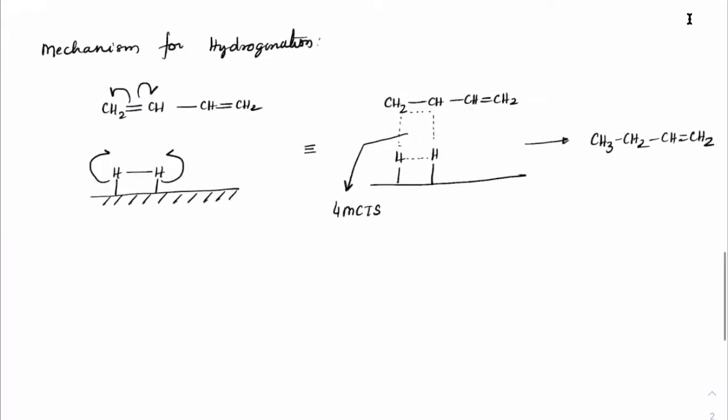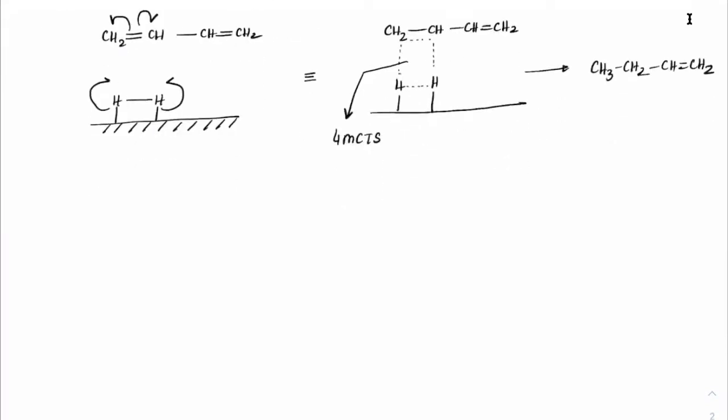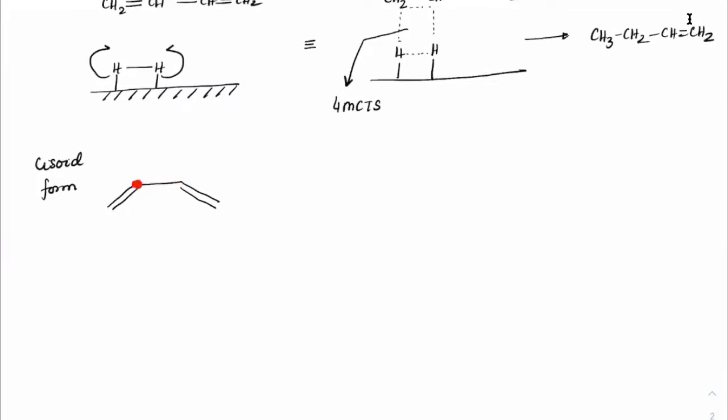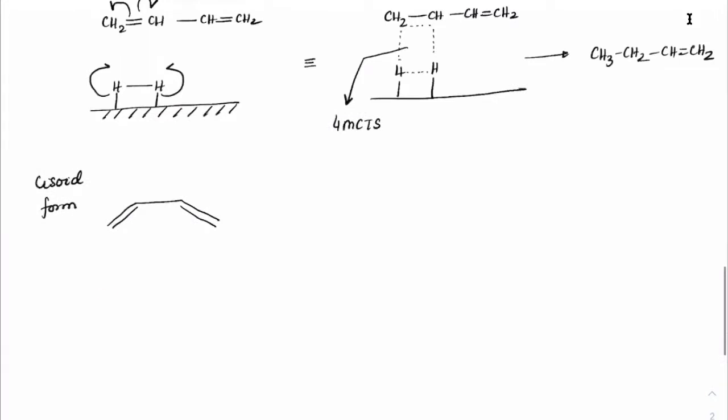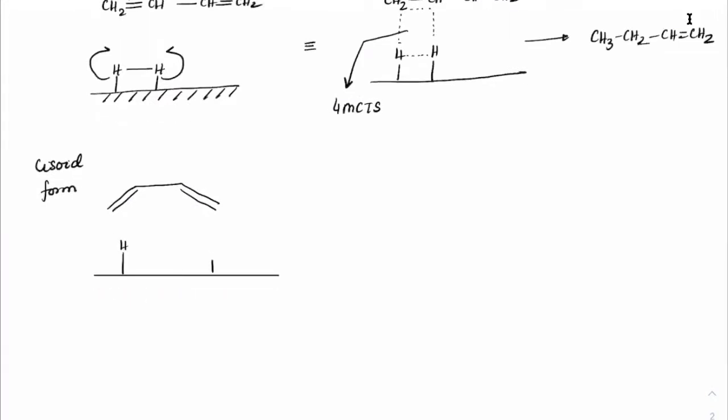In case of 1,4 addition, first of all, the double bonds must be in a cissoid form. Cissoid form means, with respect to this carbon-carbon bond, both double bonds must be aligned on the same side. Now, if we have a metal surface on which we have 2 hydrogens, the bond will break from the metal here, and here also it will undergo homolytic fission this way.